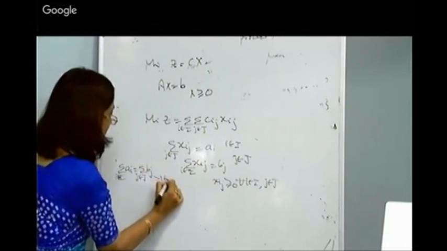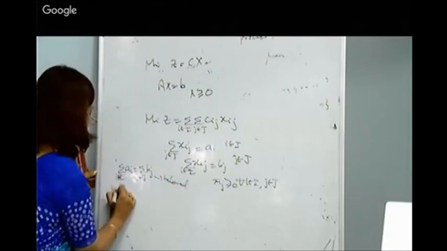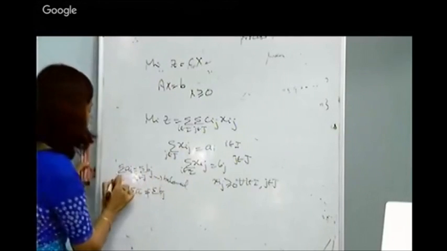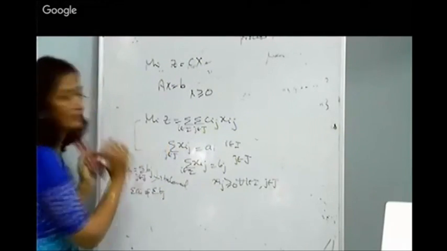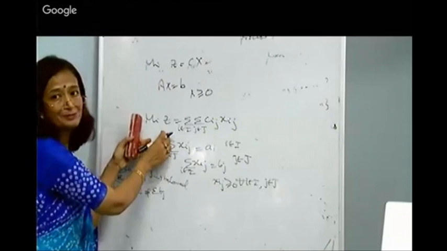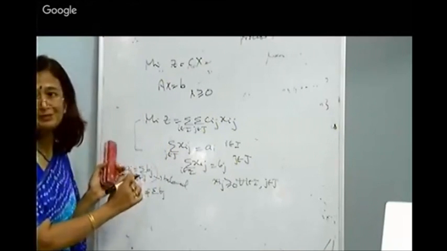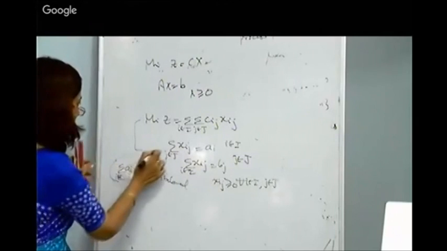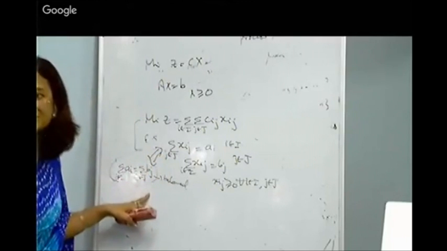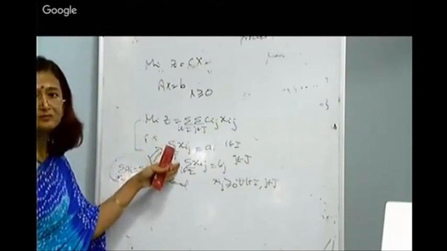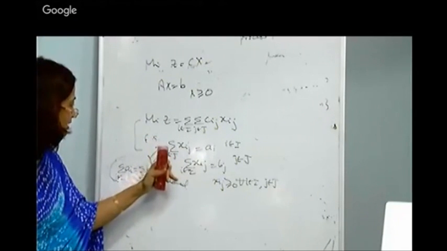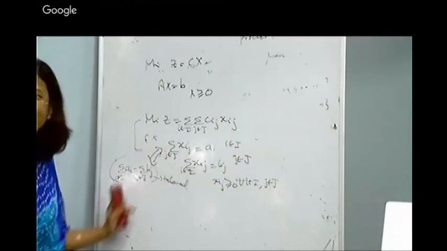The problem is balanced in this case. When is it unbalanced? When sigma ai is not equal to sigma bj. So the result says that whenever this is true, this problem will always have a feasible solution, or whenever this problem has a feasible solution, this condition will be true. You can say that this has a feasible solution if and only if this condition is true. Therefore, when we talk of this problem, we call it balanced, because we talk of its feasibility. Now see, if it has a feasible solution, then this condition will be true.